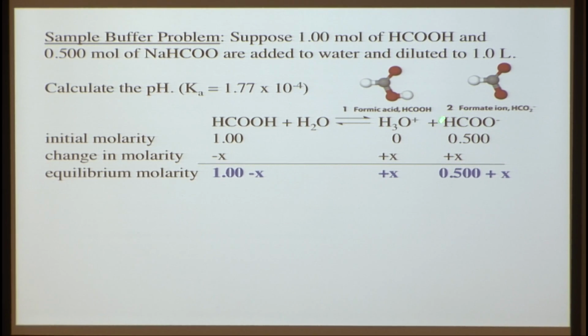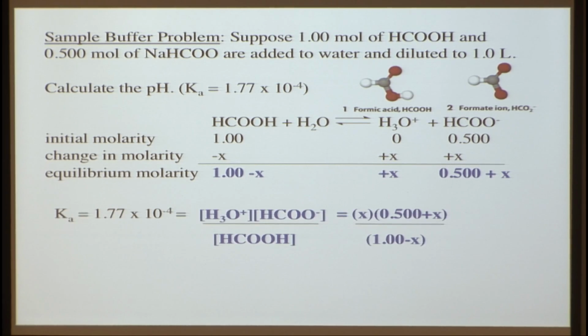And our conjugate base, our formate ion, is 0.5 plus x. We're given a Ka, and we've written this expression as an acid in water, so we can use Ka. The equilibrium constant is for the expression as written. So we can put that in, and we can fill the rest out.